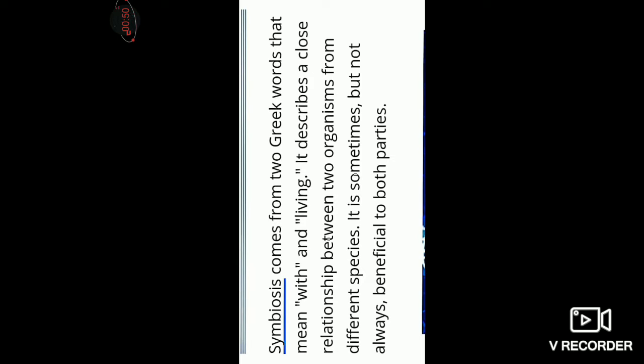Different species means like human and animals, fishes and crabs. Understand? So different species, fishes and other small creatures inside the water. It is sometimes, but not always, कभी कभी हो सकता है, beneficial to both parties. In parasite nutrition, which you have studied, there is no benefit for the host plants.